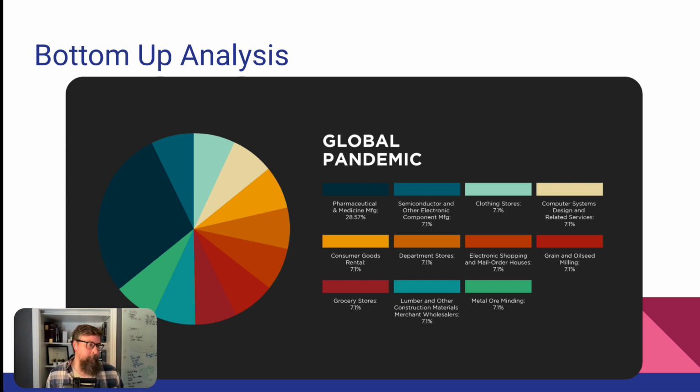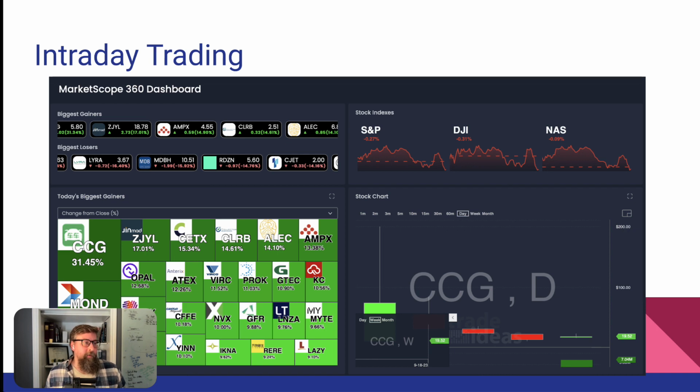Last but not least, this is day trading. So if you're an active day trader, we have the ability, and I'll show you that in just 1 second here, to rank all of the stocks by how much they're up from the open or from the close or in the last 30 minutes, and only show you the strongest stuff out there.